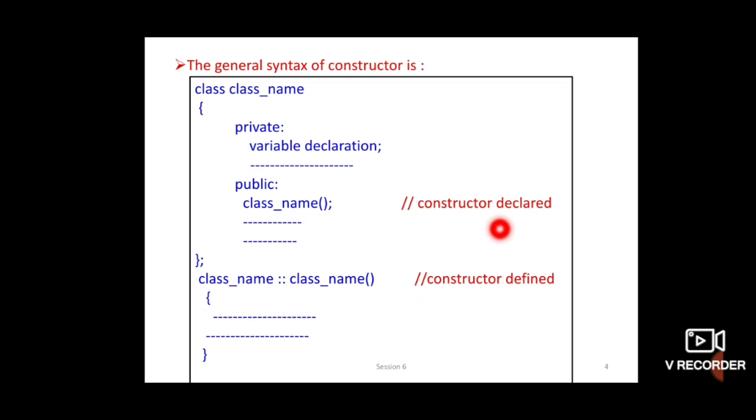See here, this is a comment. Double slash means comment: constructor declaration. Now understood? The rule: constructor name and class name both are the same, and the constructor is always declared under the public section. Okay, then whatever is written under the dotted lines, then end of class with a semicolon. Semicolon indicates the end of that class.